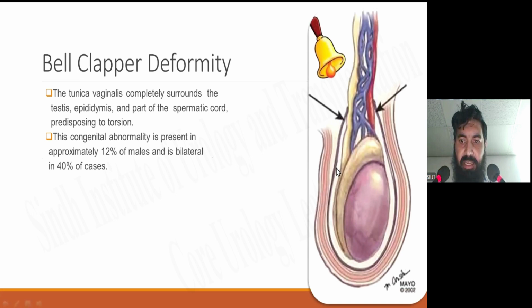This is the tunica vaginalis abnormal position. The congenital abnormality is present in approximately 12% of males and is bilateral in 40% of the cases.